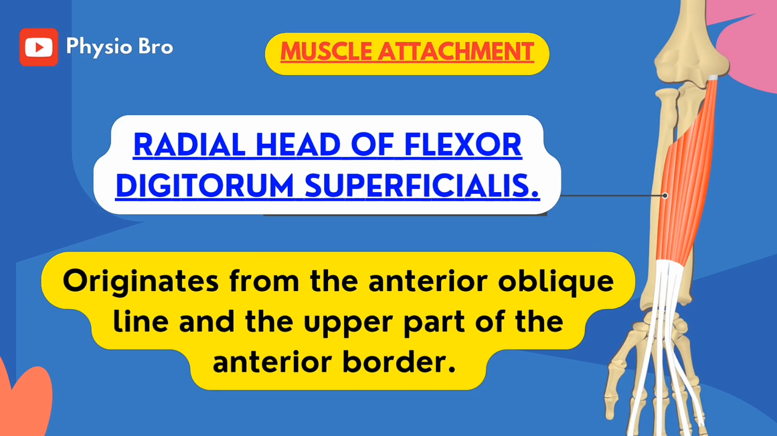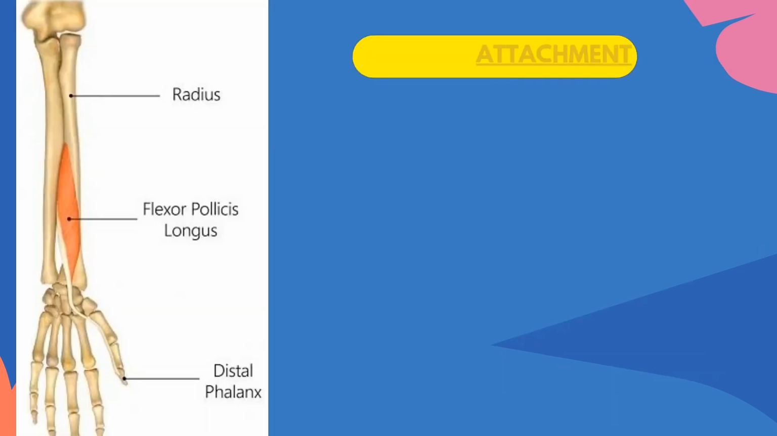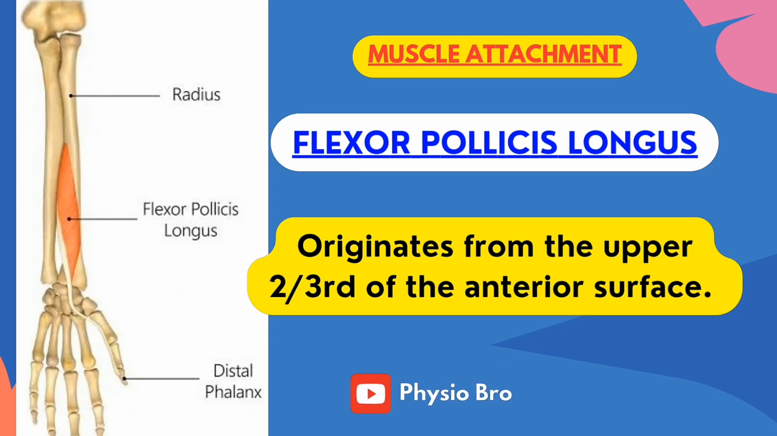Radial head of the flexor digitorum superficialis muscle originates from the anterior oblique line and the upper part of the anterior border of the radius. Flexor pollicis longus muscle originates from the upper two-thirds of the anterior surface of the radius.